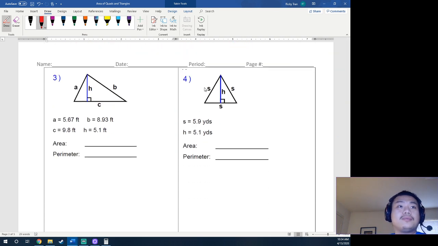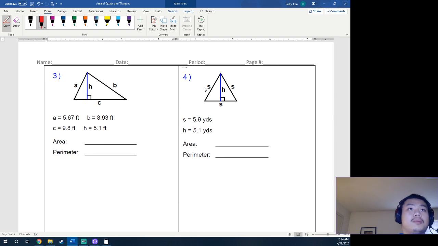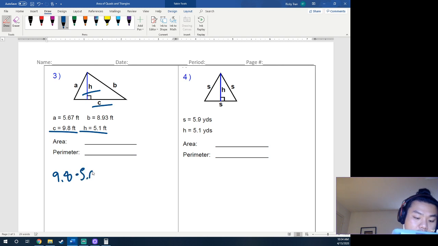Let's keep going. Number 3, same thing. C times H, which is your base times height. You know what? I'm gonna do it here. 9.8, 5.1 divided by 2 times height.